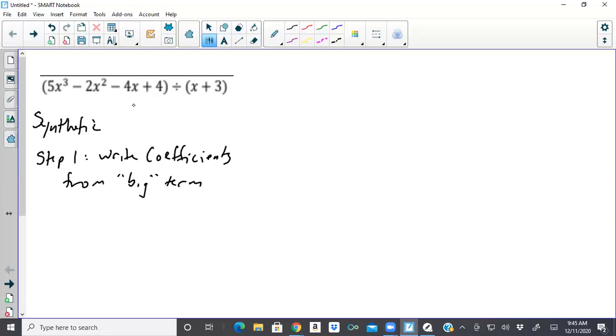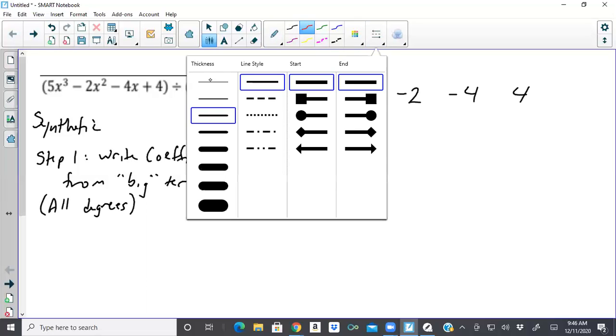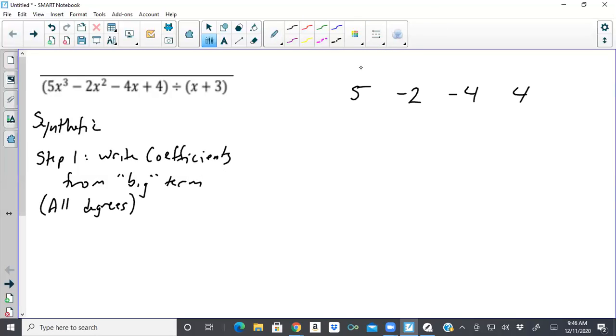So write the coefficients. And when I say write coefficients, we have to do all degrees. So if we are missing an x squared term, or an x term, or an x to the fifth term, whatever it is, you have to plug it in, including zeros. So my terms for this one are going to be 5, -2, -4, and +4. I'm writing the coefficients from the terms here. So this is my x to the third term, this is my x squared term, this is my x term, and this is my constant term.